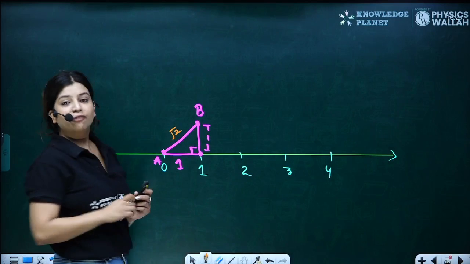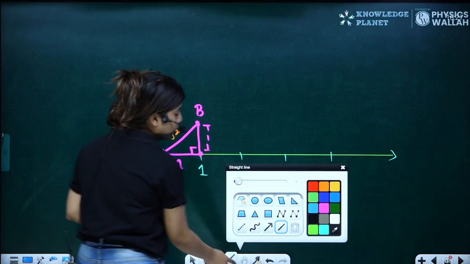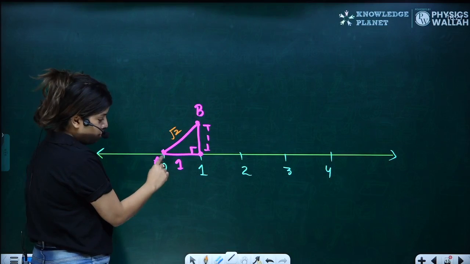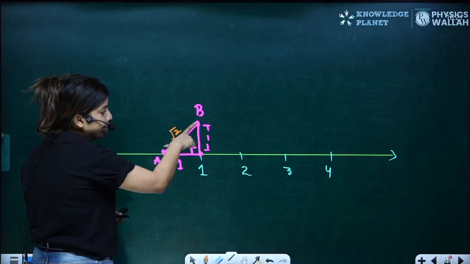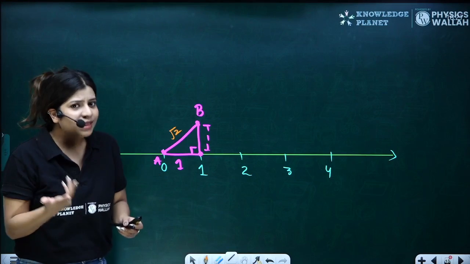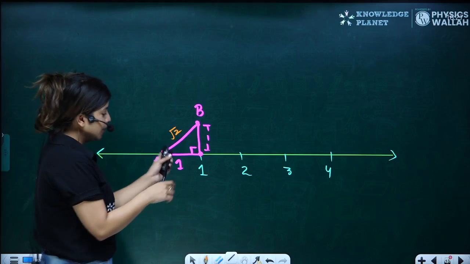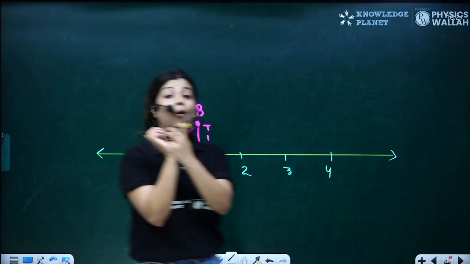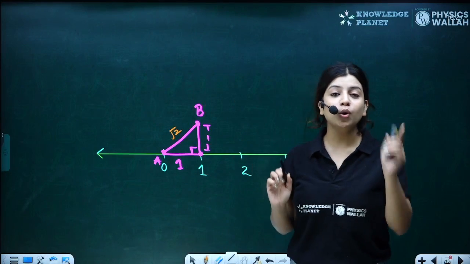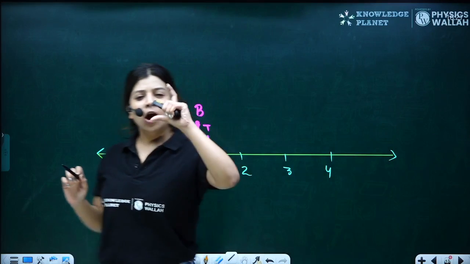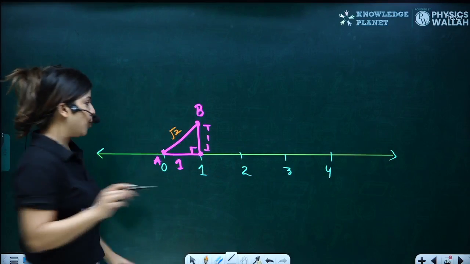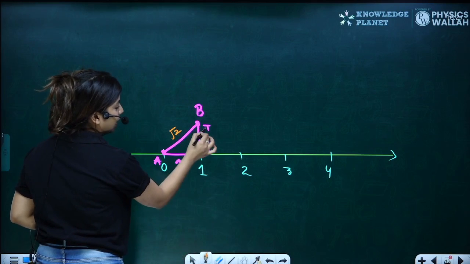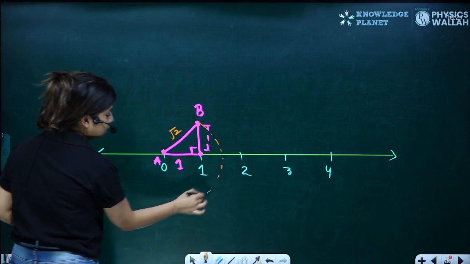Now simply we have to take our compass. Keep the needle of the compass here on this point A and open the compass till point B. Now what will that do? When I keep the needle at A and open it up till B, I will get the opening of my compass as root 2. Now from this root 2, at which the compass is open, try to make an imaginary circle.